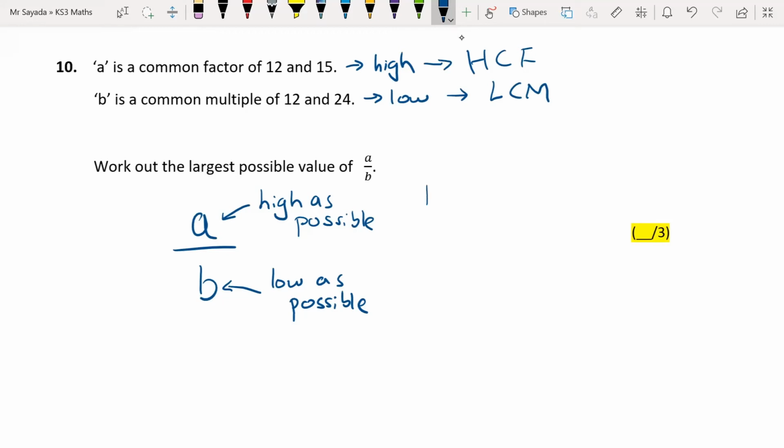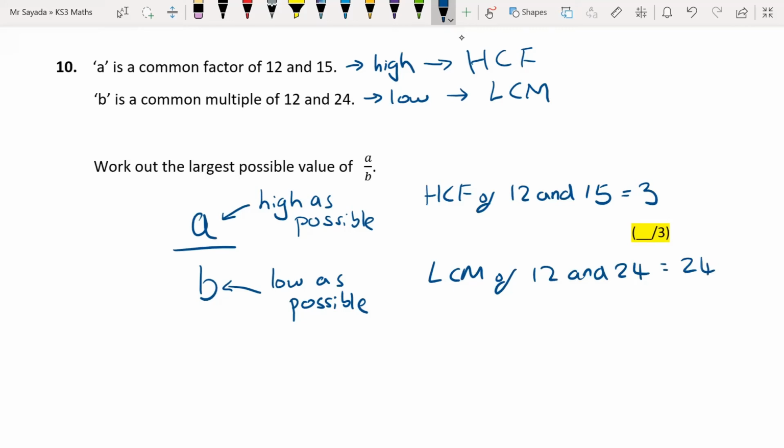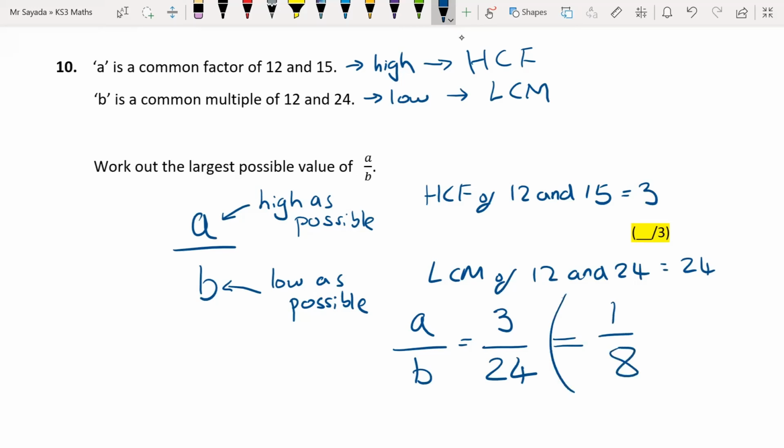Hopefully you've now done this and you'll have found that the highest common factor of 12 and 15 is 3. And hopefully you've found that the lowest common multiple of 12 and 24 is 24. Therefore, A over B, so my A is 3, my B is 24. If you wrote that as your final answer, it's acceptable, but really you should be cancelling it down to the simplest fraction if you know how to do that. So we divide top and bottom by 3 to get 1 over 8. I'm going to put that in brackets because you might not know how to do that yet. But as long as you've got the answer 3 over 24, you've done it correctly. Please pause the video to mark your work and press play once you're ready.